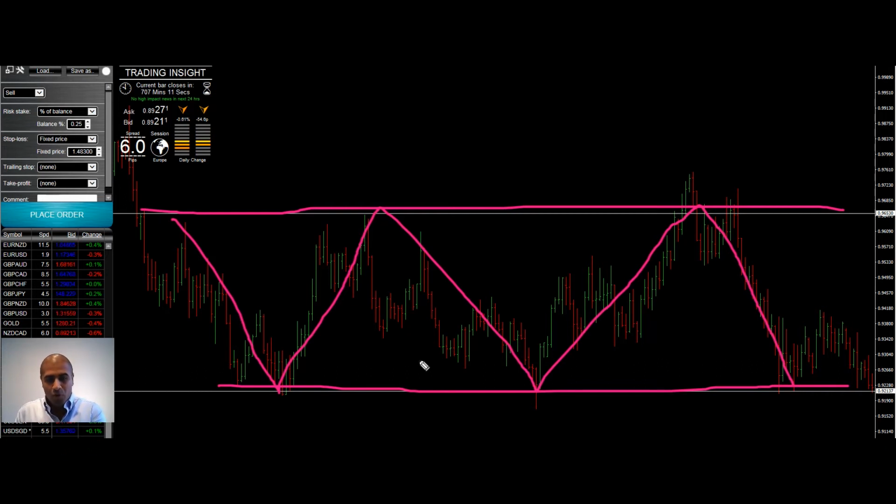Now, of course, this market condition isn't going to last forever. At some point, the market may want to break away from the resistance level and start making higher highs and higher lows and start trending higher. Or at some point, the market will want to break below and start trending lower. And this is what I want to look at today.